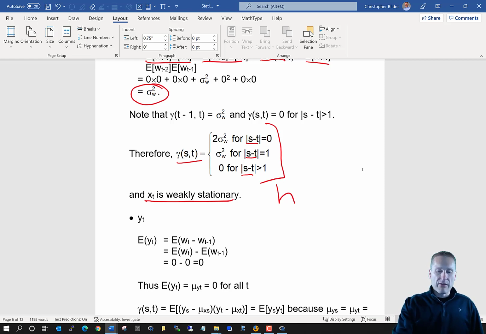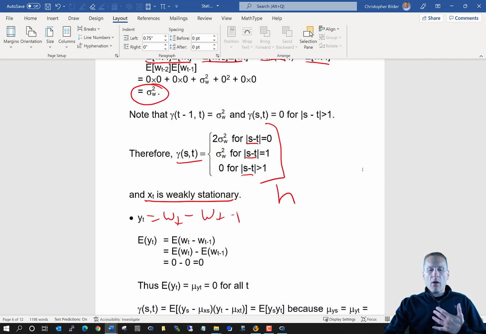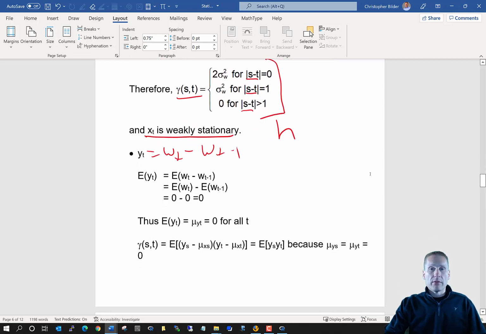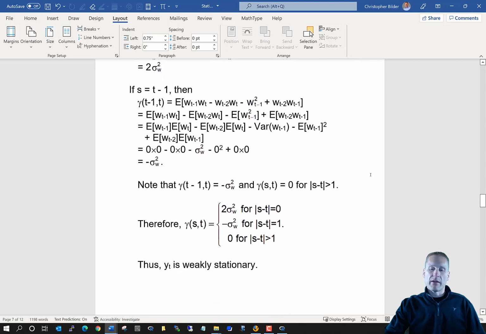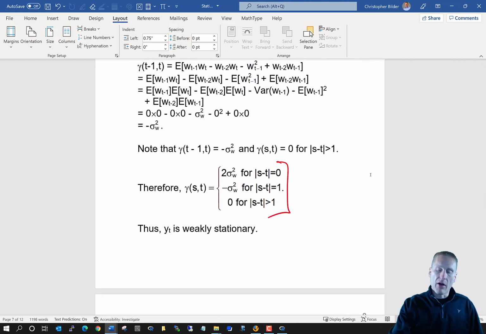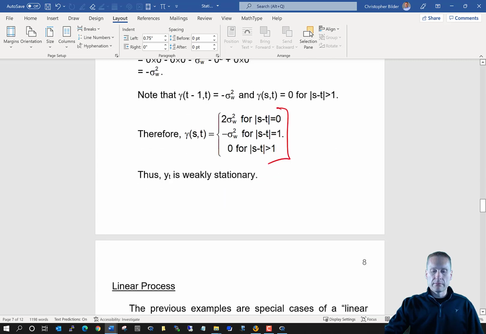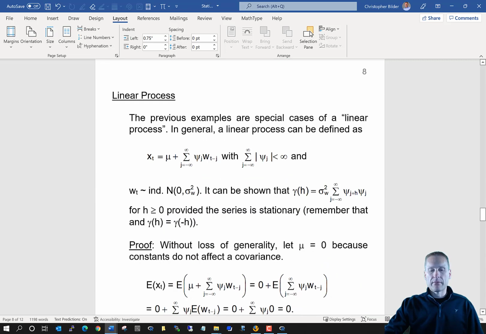Well, what about y sub t? Again, y sub t is w_t minus w_{t-1}. Well, I would like you to go through this proof on your own, and indeed, as you might expect, it is weakly stationary as well, because this autocovariance function is only dependent upon the lag value, the difference between s and t. Okay.